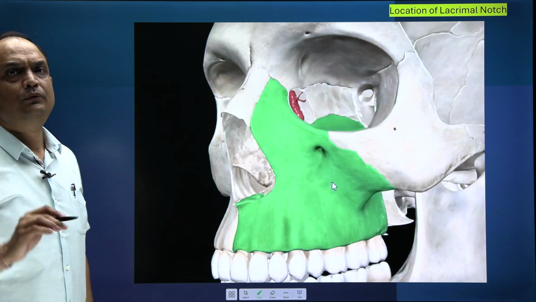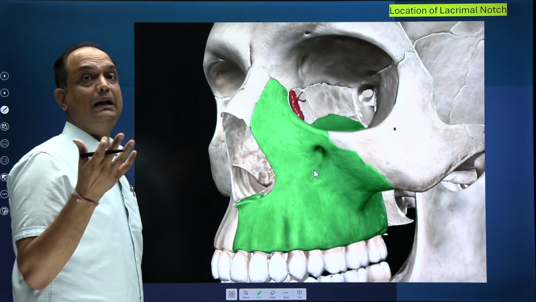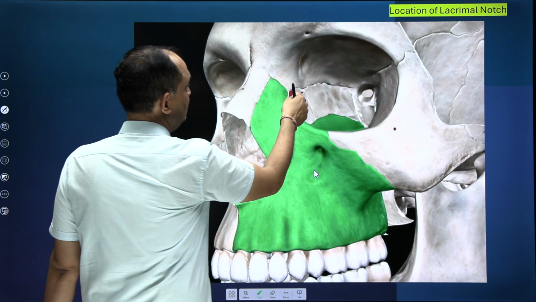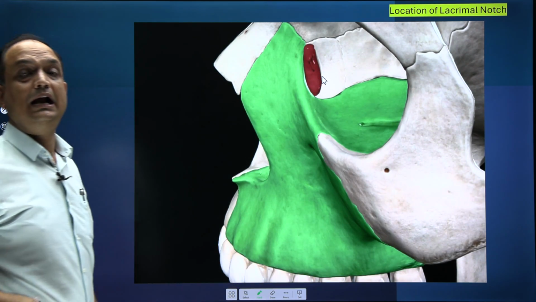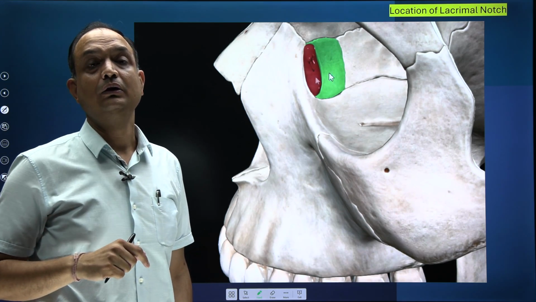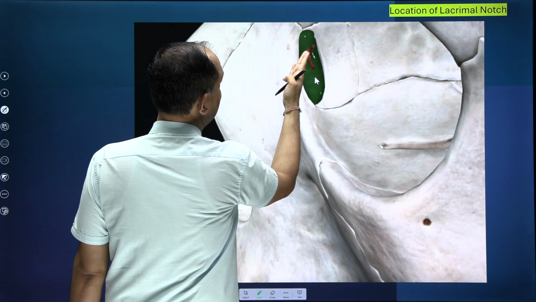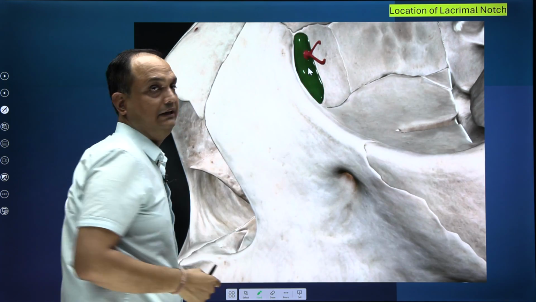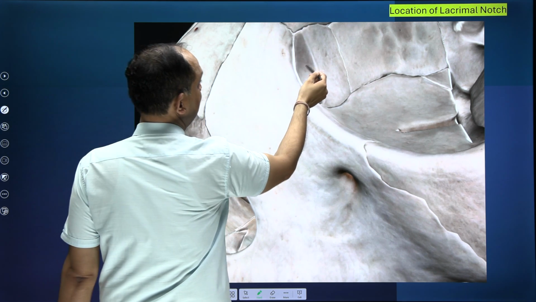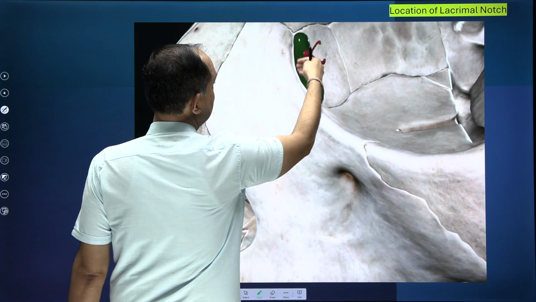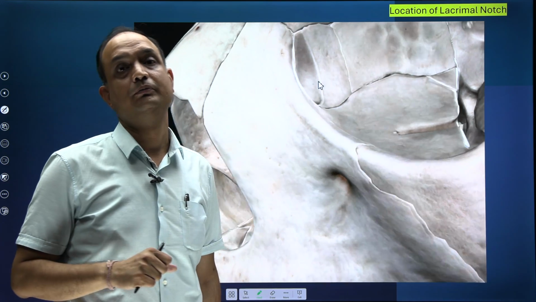Now for the lacrimal notch, if you see the nasolacrimal apparatus, you know that you will have a sac. Now this is the sac which is present here on the medial side, and this sac lies in the lacrimal groove. Now here if you remove the sac, you are able to see a complete area which is a concave area. Now this groove is contributed posteriorly by the lacrimal bone, and anteriorly it is contributed by this lacrimal notch of the medial border of maxilla.